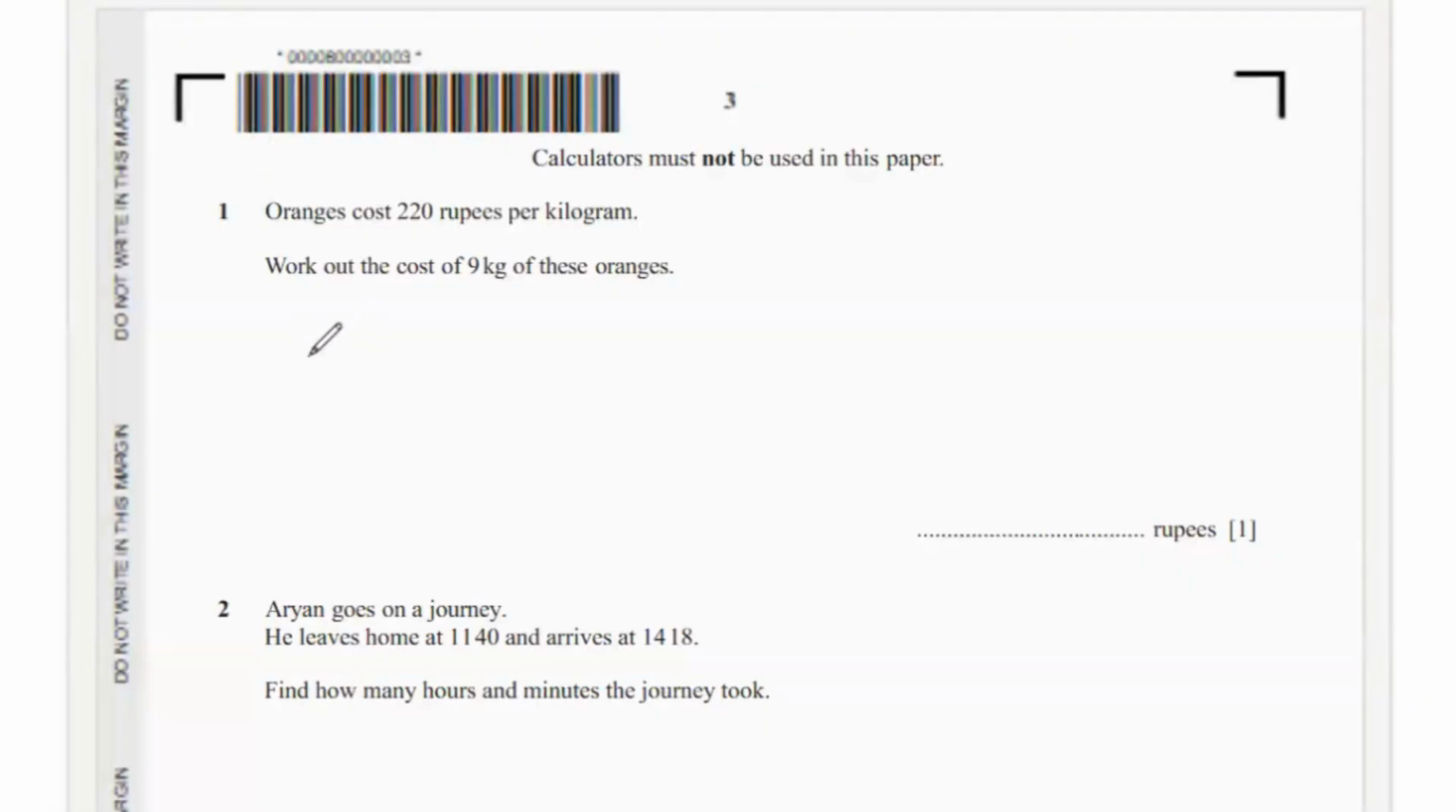The first question says that oranges cost 220 rupees per kilogram. Work out the cost of 9 kgs of these oranges. So if 1 kg is for 220 rupees, 9 would be 220 times 9.